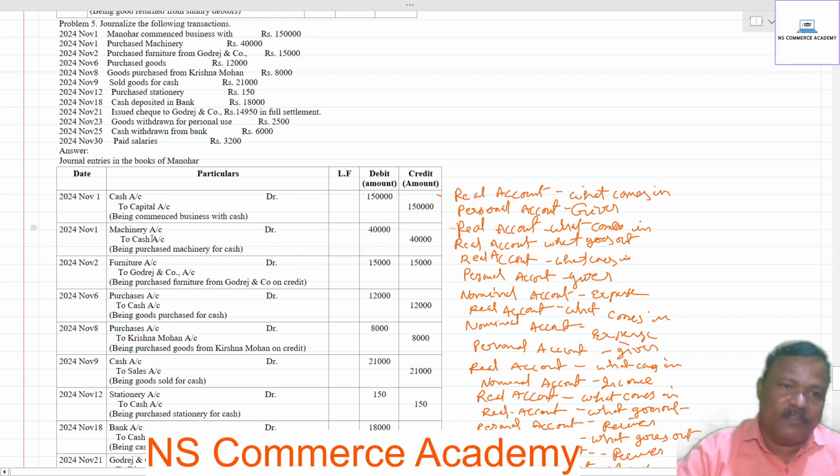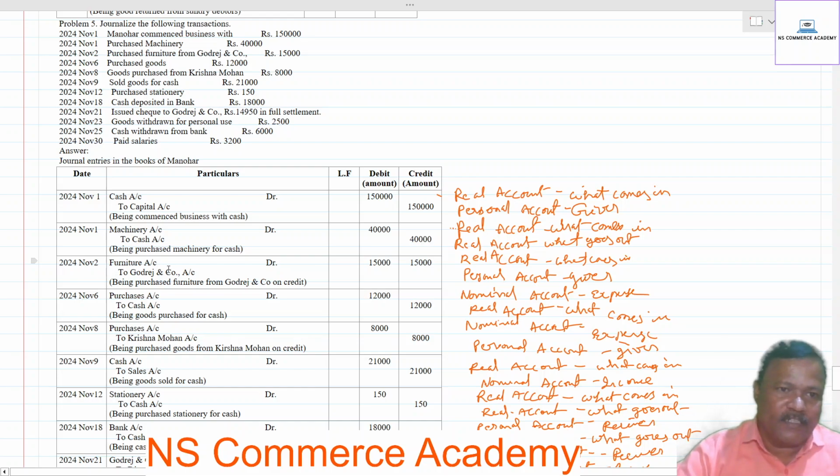Okay, so now enter the transaction. Machinery account debit 40,000 to Cash account 40,000. Narration: being purchased machinery for cash. Okay friends, now come to the third entry. On November 2nd, 2024, purchased furniture from Godrej and Company, rupees 15,000. So write in the date column November 2nd, 2024.